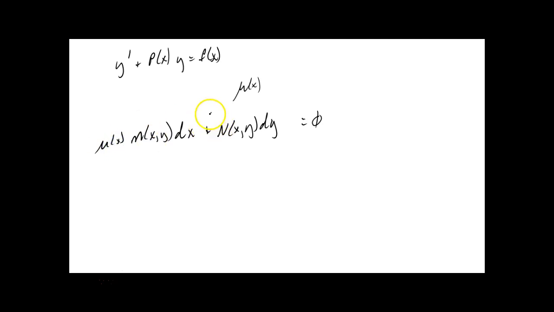Mu of x here and a mu of x here. Not the same mu of x we had before. Of course, when you multiply 0 by mu of x, it stays 0. And now, if you can work it out so that when you take the partial of this with respect to y and the partial of that with respect to x, it passes the test, then you've got a new problem, okay? And it is an exact differential now, okay?